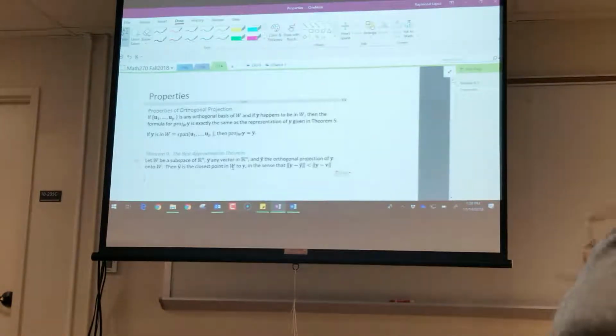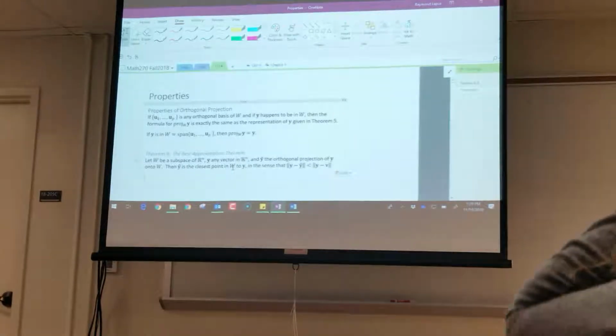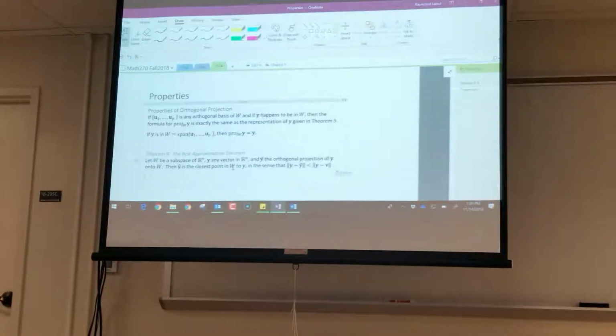So what this is saying is that y hat is an orthogonal projection of y onto w. So y hat is on w, and y hat is going to be the closest point, the best approximation of y if you're restricted to being in w. I don't know if that makes sense. Okay.